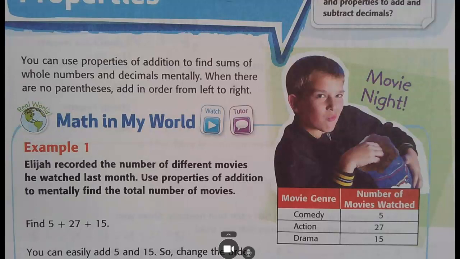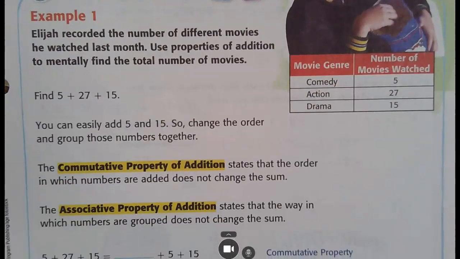So example number one says, Elijah recorded the number of different movies he watched last month. We're going to use the properties of addition to mentally find the total number of movies.